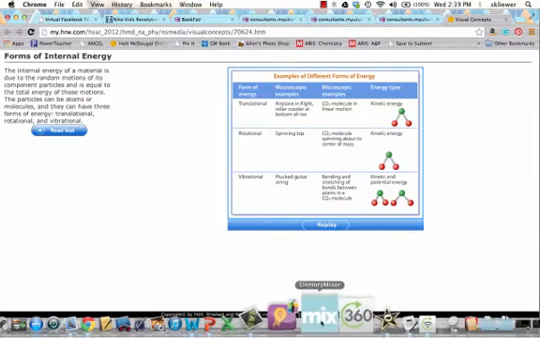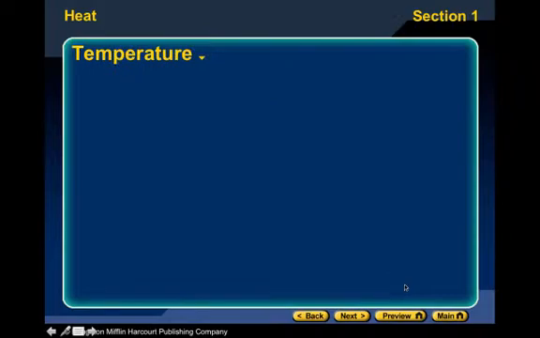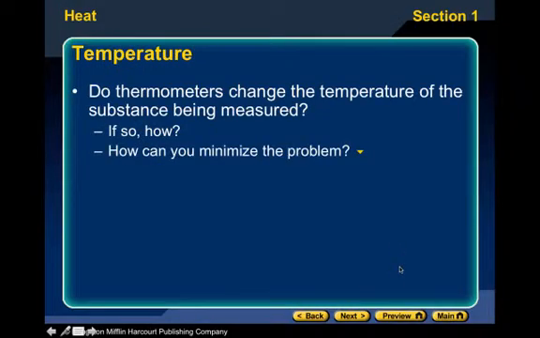Creates friction with other molecules and heats it up. Not talking about friction. Do thermometers change the temperature of a substance being measured? Yes. How? Because of friction. No, because the thermometer is a different temperature, so sticking it in there would cause it to change. Right.